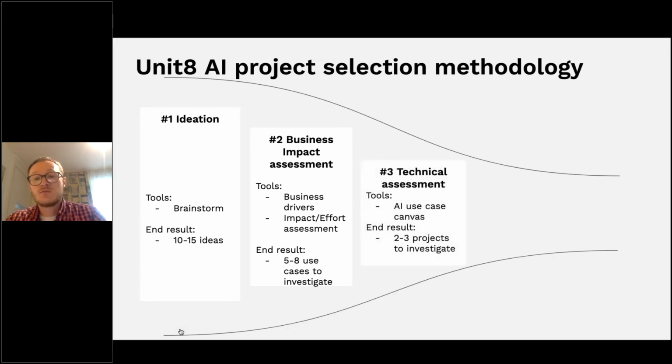And then, of course, we need to make sure that the solutioning is feasible. That's why we're running the technical assessment to further limit the number of ideas to the ones that are not only delivering business impact, but are also technically feasible. And by the end of that funnel, we usually end up with one or two suggestions, let's say, for a proof of concept or a pilot, for which we usually develop the business cases for our customers to run a successful pilot.